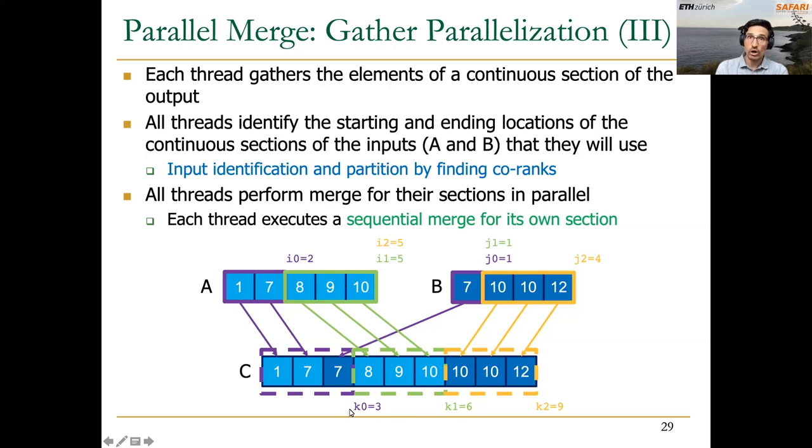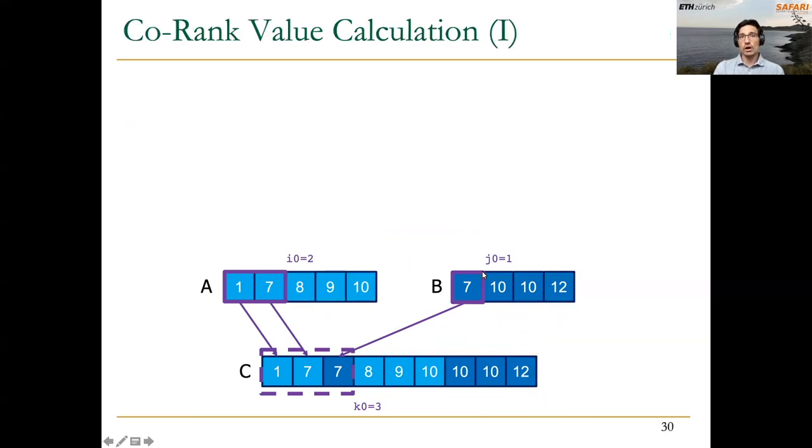And then based on these ranks, for example, k0 equal three or k1 equal six, each thread will have to find the associated core ranks, which are the i and j that sum together to equal the corresponding k and are within the bounds of the two input arrays A and B. For example, for k0 equal three, we obtain i0 equal two, and we obtain j0 equal one. So let's see how we have to calculate these core rank values.